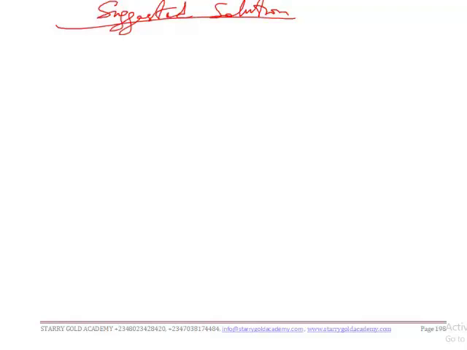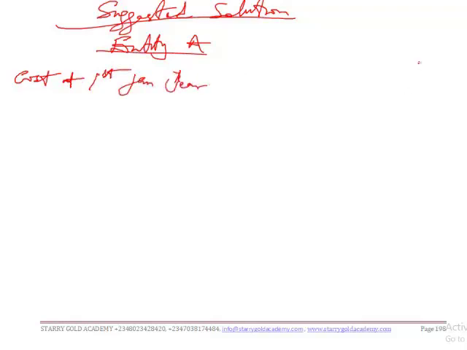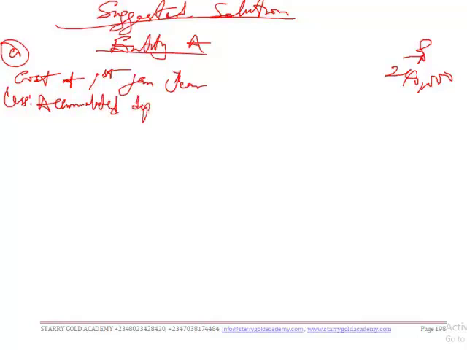Suggested solution. First, the name of the entity is not given, so let's just use entity A. Then we have our cost at 1st January year 1, which is 240,000, less accumulated depreciation to date, to 31st December year 2. Kindly please don't abbreviate while you are in the exam.